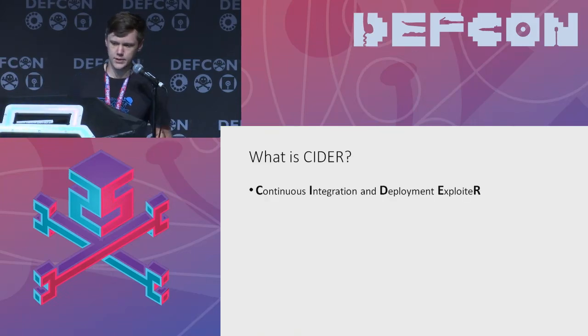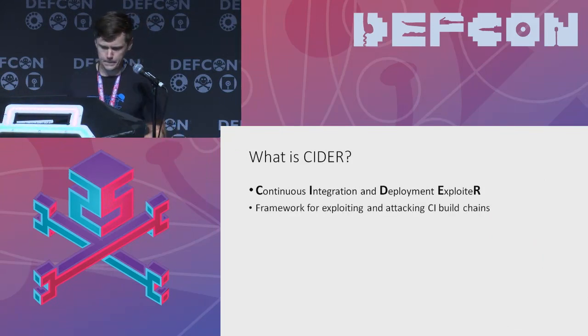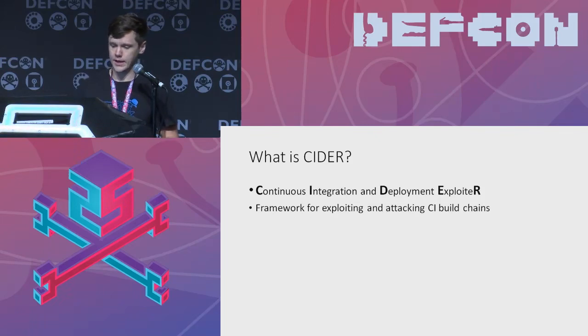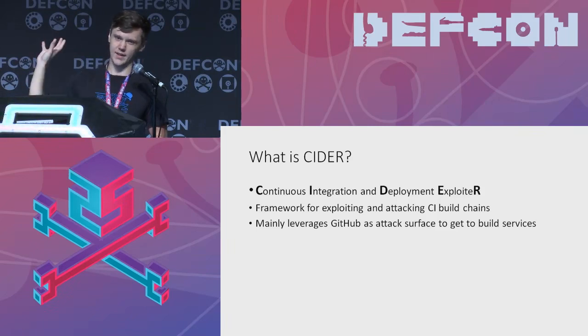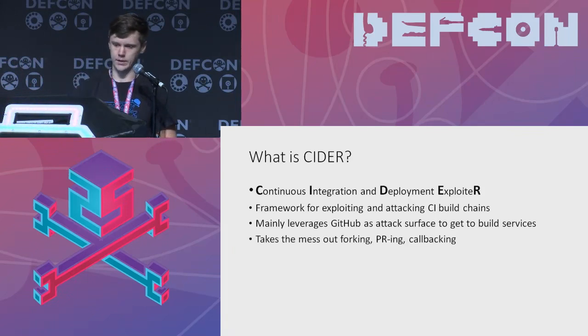But Cider is the continuous integration and deployment exploiter. There's not a lot of words that start with CI, so I was really scraping for acronyms here. It's a framework for exploiting and attacking the CI build chain. Mine primarily leverages GitHub as an attack surface to get access to the build services. So I'm really exploiting the build services here. Although there is so much potential to do, I'm hoping this kind of catches on and people want to use it and exploit maybe further downstream services like deployment services, image repositories, or find other vendors or avenues of exploitation. But this is what mine does.